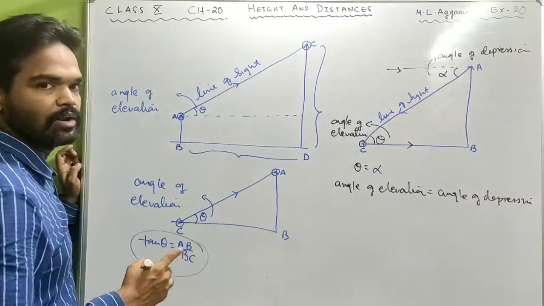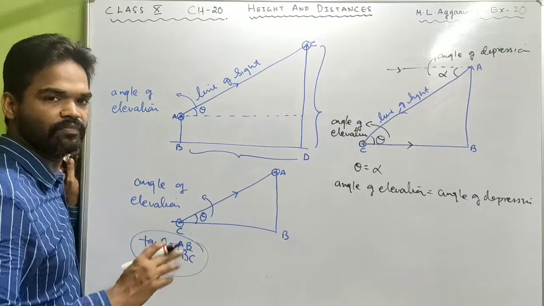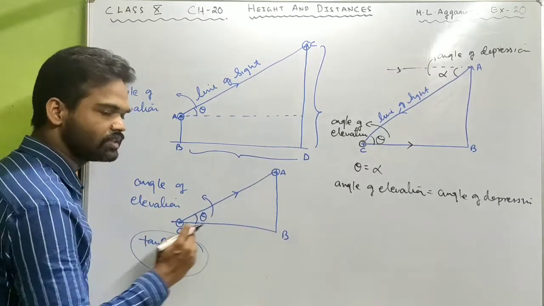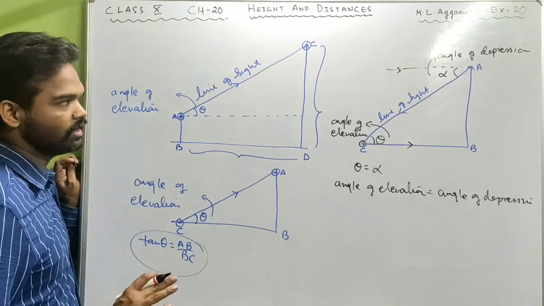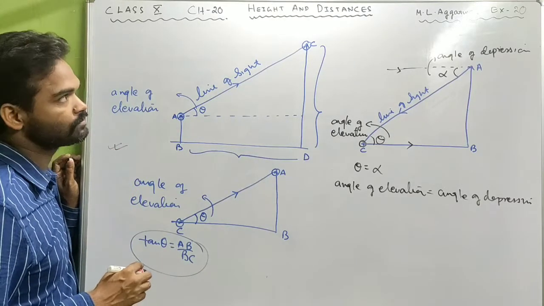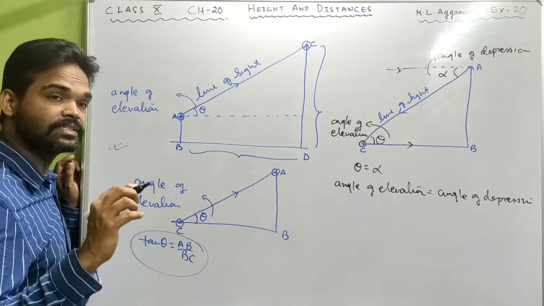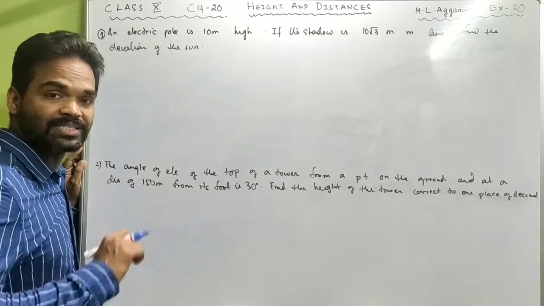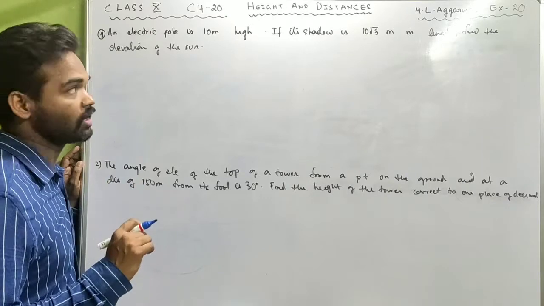So if you know the value of angle of elevation or angle of depression, then using the tangent property you can get the height or the distance. Okay, these points need to be clear before we move to the sums. Now let us see sums from exercise 20 L AGGARWAL. Now look at sum number 1 from exercise 20 L AGGARWAL.